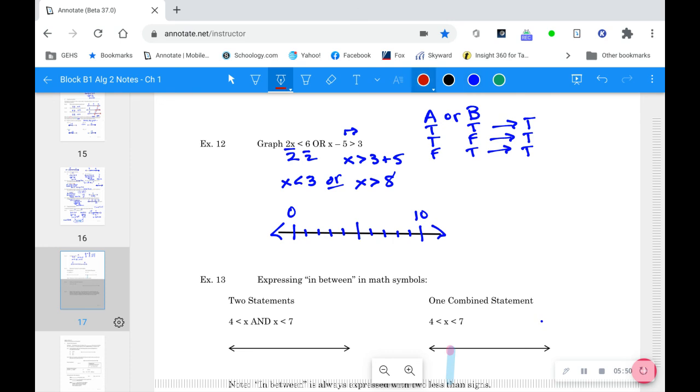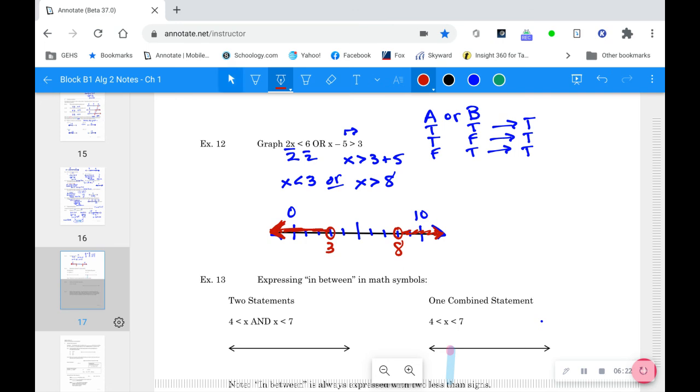Okay, so let me graph the numbers that make this true. All I have to do is find numbers that make this true, or both true at once. So the numbers that are less than 3, they work. The numbers that are greater than 8, they're also fine. And there's no place where both of those are true at once.